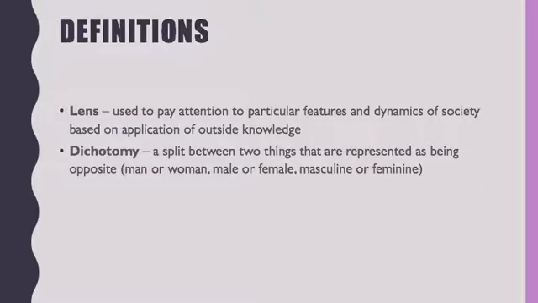First, I'll give some new definitions of important words beginning with lens. A lens is used to pay particular attention to features and dynamics of society based on application of outside knowledge. A dichotomy is a split between two things that are represented as being opposite, such as man or woman.